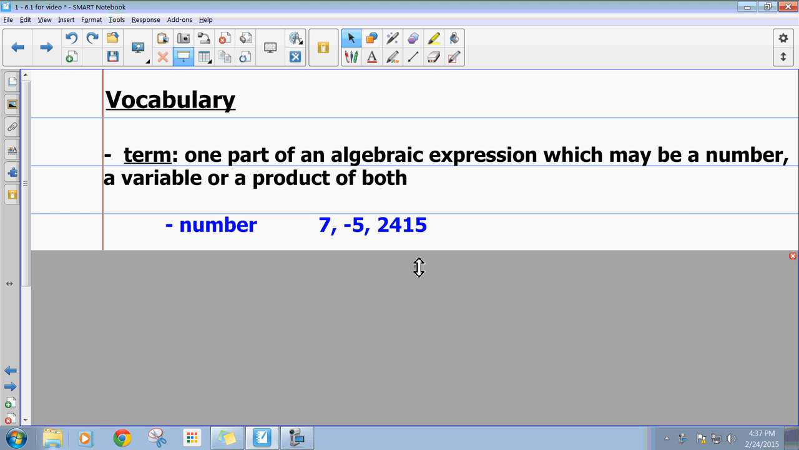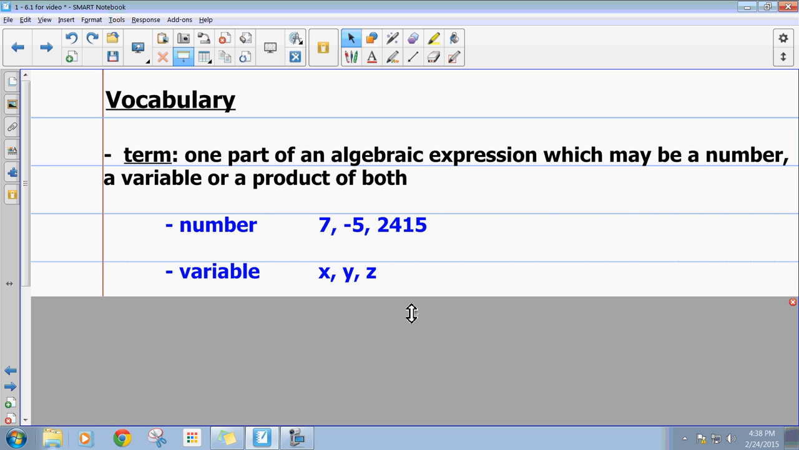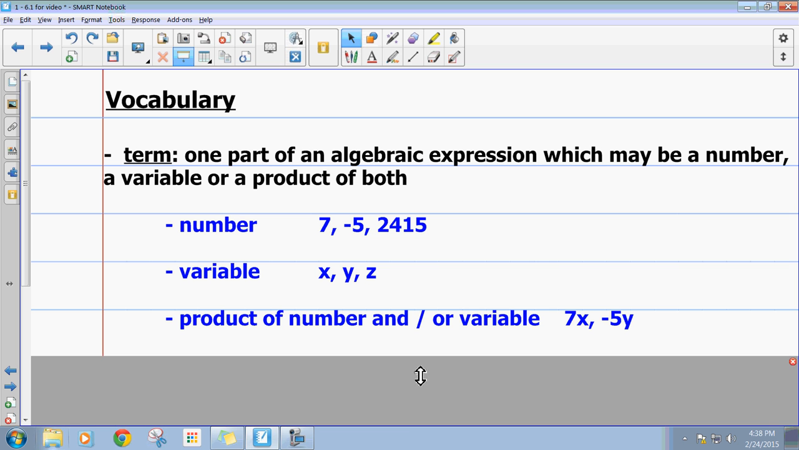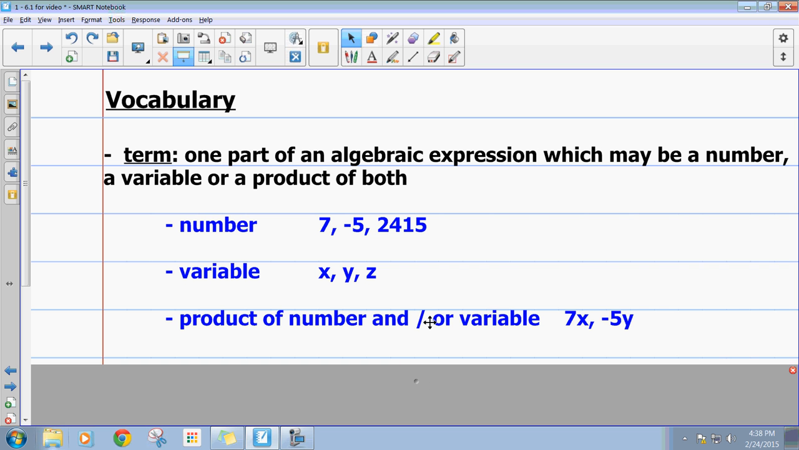If the term was simply a number, it could be 7, it could be -5, it could be 2,415. Or our term could just be a variable. It could be an x, a y, a z. It could be any alphabet letter. Or finally, it can be a product of both. We can have a number and a variable, 7x or -5y.